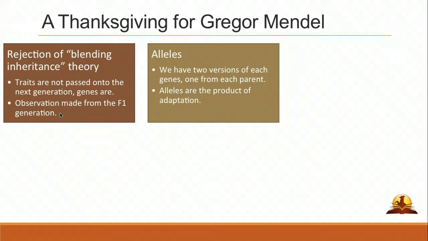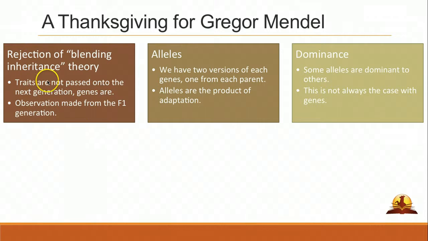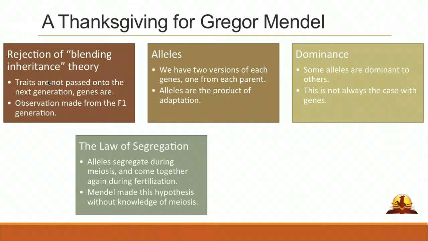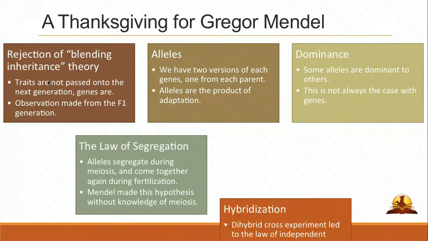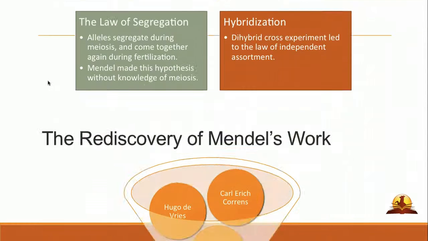The alleles, he talked about, again, we have two alleles, basically two versions of each gene, or flavors of each gene, one from the mom, one from the dad. And then dominance. Again, some alleles are dominant to others, and we'll talk about later that it's not always the case with genes, but for the most part, some alleles are dominant to others. The law of segregation, which we talked about, says that they segregate during meiosis. And in hybridization, his dihybrid cross, remember the R's and Y's together, it led to the law of independent assortment.